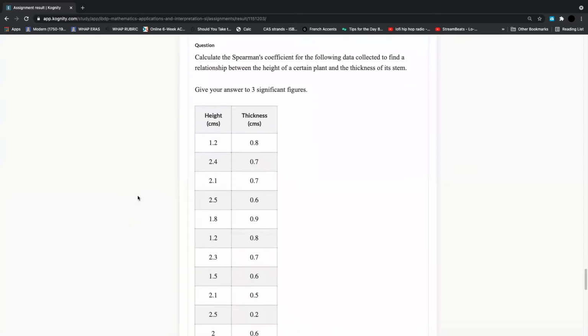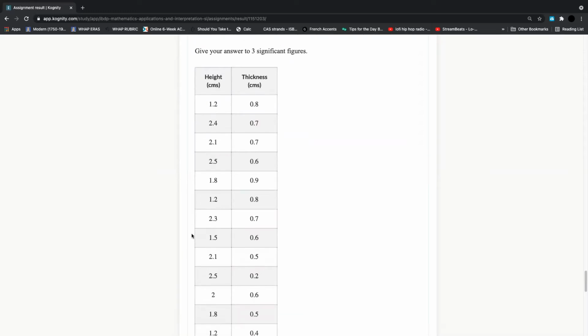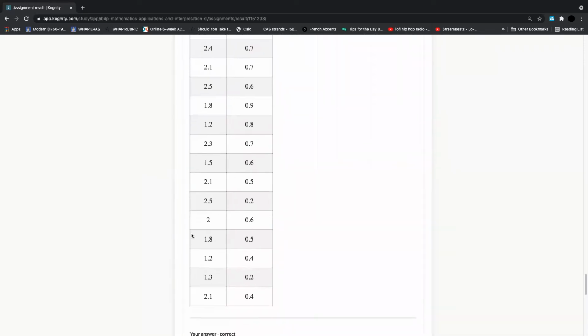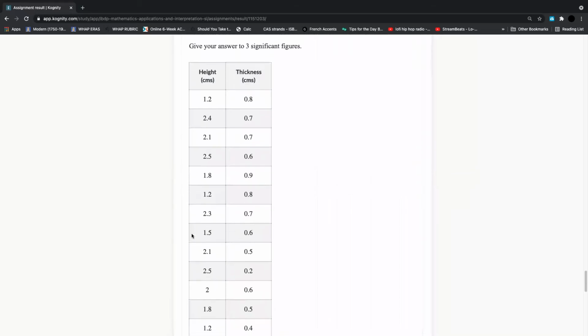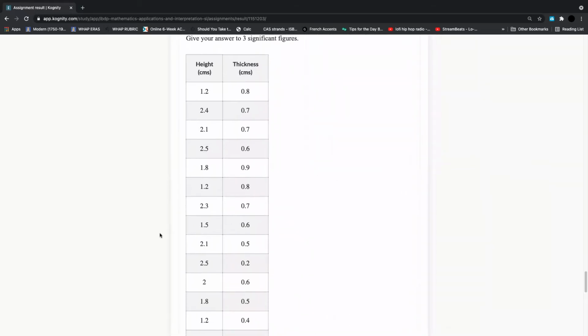So number 18, this is Spearman's question. It tells you right in the question, so that's nice. Calculate the Spearman's coefficient for the following data collected to find a relationship between the height of a certain plant and the thickness of its stem. It's kind of time consuming to rank everything, but all you have to do is rank each column, and then put them into L1, L2, or whichever columns you choose.